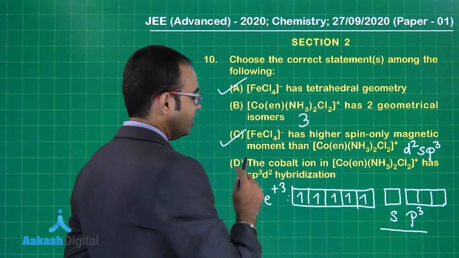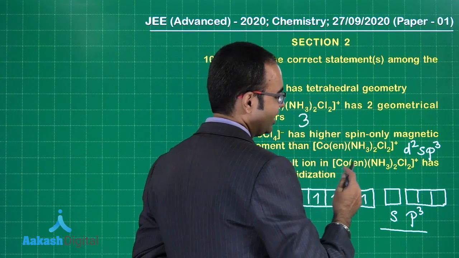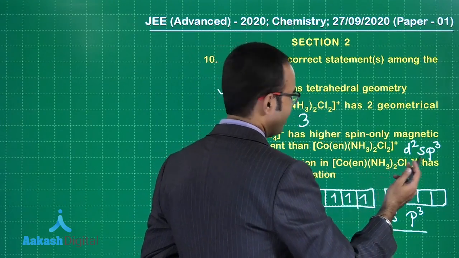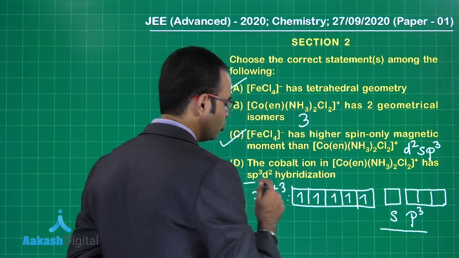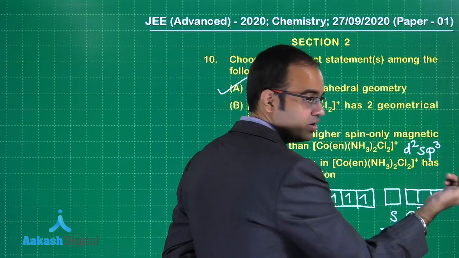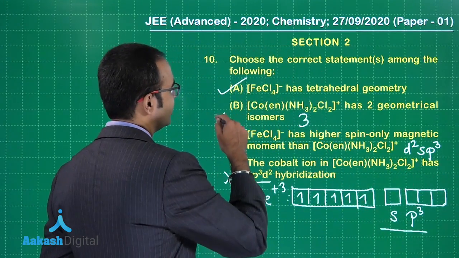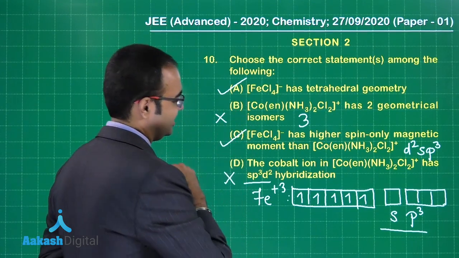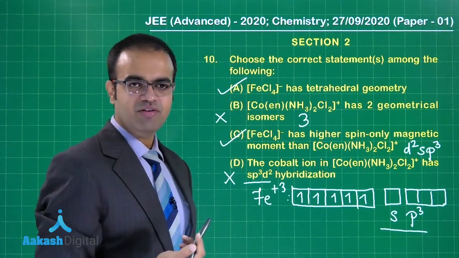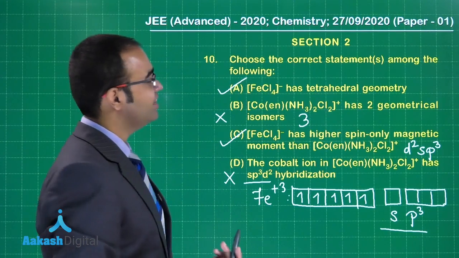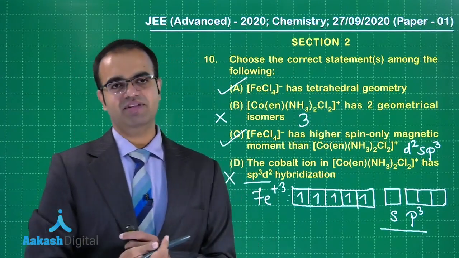Yes. The cobalt ion in [Co(en)(NH3)2Cl2]+ has sp3d2? No. Strong ligand, so d2sp3. So answer is option A and C, guys. Okay. Is that clear to everybody? Let us move on to the next question, that is question number 11.